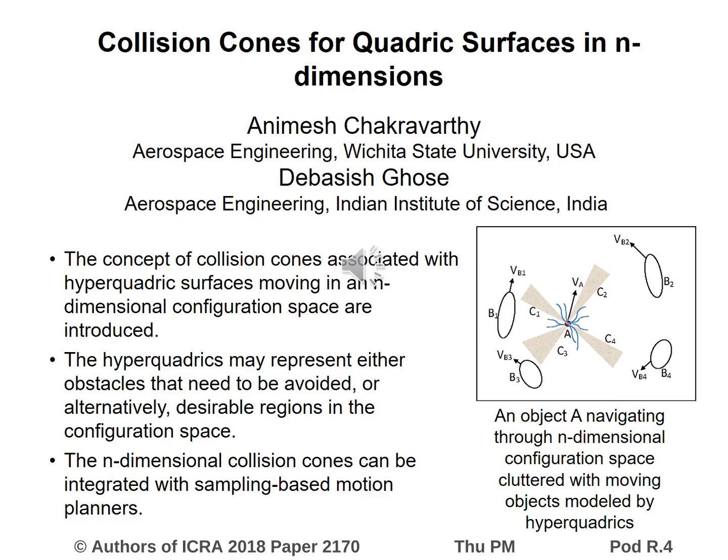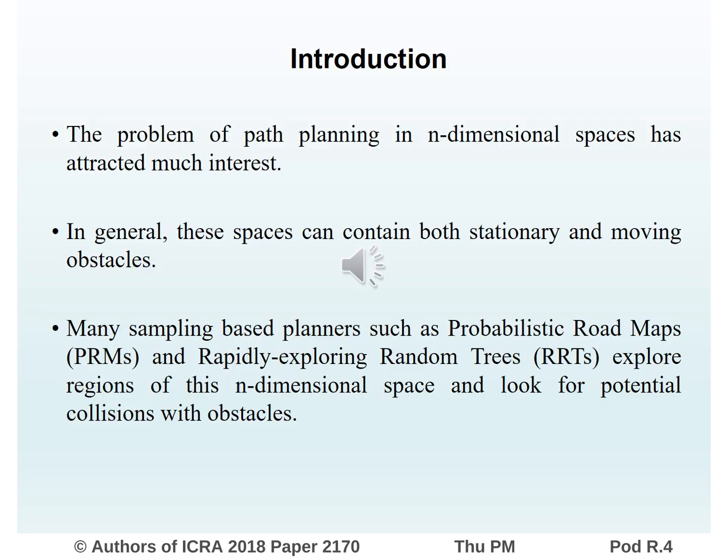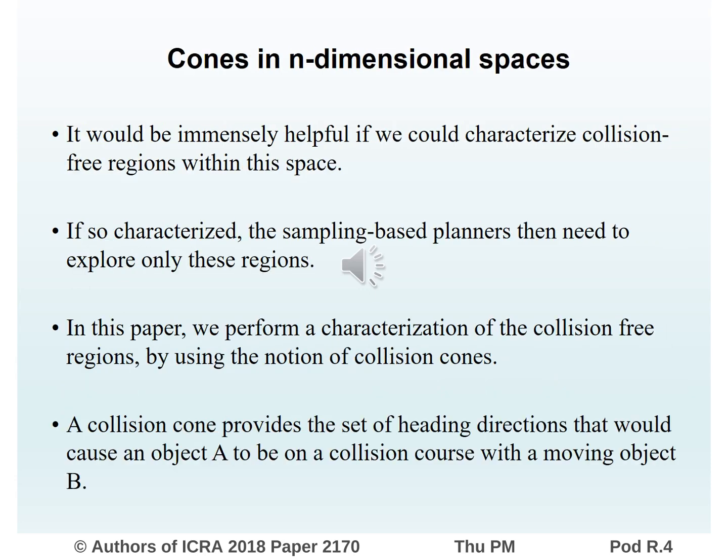This paper introduces the notion of collision cones for quadric surfaces in n dimensions. The problem of path planning in n-dimensional spaces has attracted much interest, and in general such n-dimensional spaces may contain both stationary and moving obstacles, and many sampling-based planners such as the PRMs and RRTs explore regions of this n-dimensional space and look for potential collisions with obstacles.